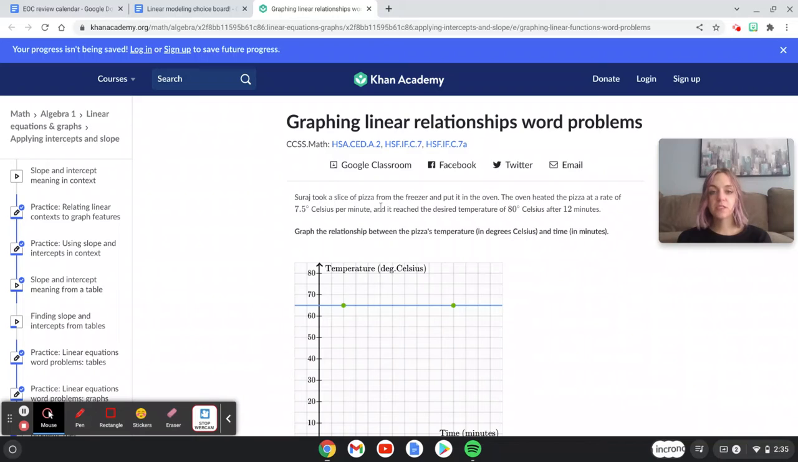So we have a person who took a slice of pizza from the freezer and put it in the oven. The oven heated the pizza at a rate of 7.5 degrees Celsius per minute, and it reached the desired temperature of 80 degrees Celsius after 12 minutes. Graph the relationship between the pizza's temperature and time.